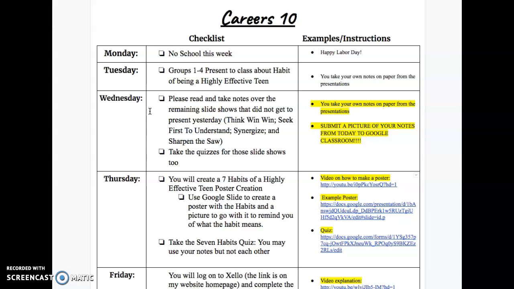Instead, on your own, you may read and take notes over the remaining slideshows that did not get to present yesterday. Those would be Think Win-Win, Seek First to Understand, Synergize, and Sharpen the Saw. You also need to take the quizzes for those slideshows. Notice over here I say you need to take your own notes from the presentations and submit a picture of your notes to Google Classroom.